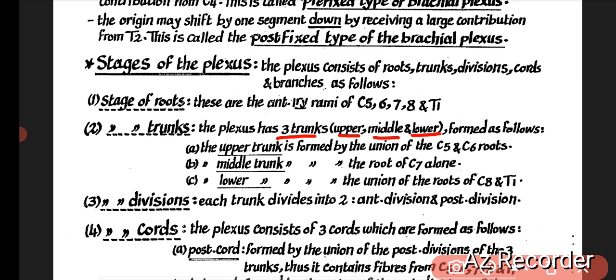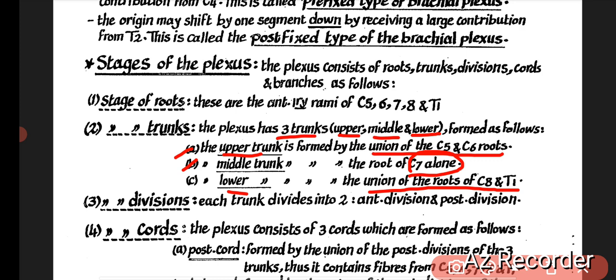There are three trunks. The upper trunk is formed by the union of C5 and C6 nerve roots. The middle trunk is formed by C7 alone. And the lower trunk is the union of C8 and T1. It is very easy. How many trunks are there? Three trunks: upper trunk, middle trunk, and lower trunk. The upper trunk is formed by the union of C5 and C6 nerve roots.